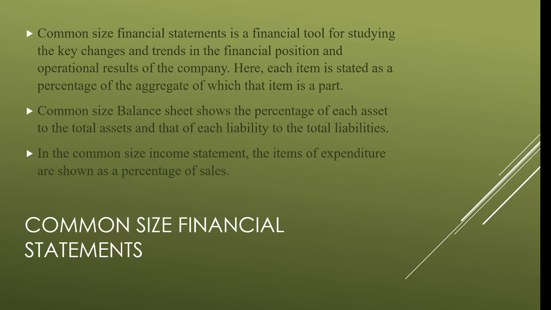In case of a common size balance sheet, the total of the assets is taken as 100 and all the other assets' values are taken as a proportion to the total assets. And the total liabilities is taken as 100 and each liability is taken as a proportion to the total liabilities.